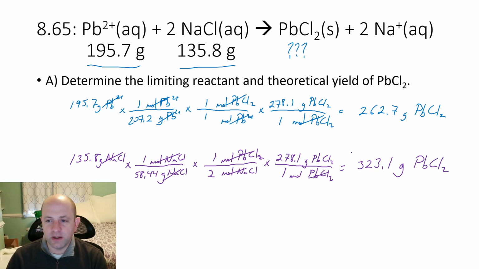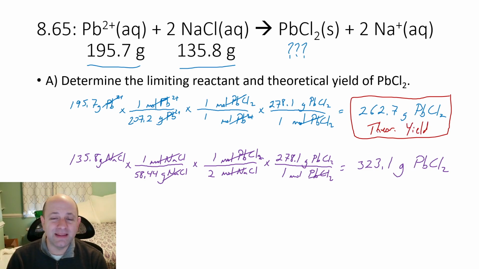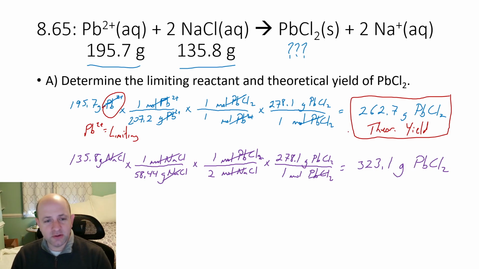All right, so now we've got our 2 answers. And, well, they're not the same answer, so that means one of them is our actual theoretical yield here. So what we do there is, remember, the limiting reactant says I can make a certain amount, but then I run out. Then it's all gone, and you can't make any more. So we want the smaller number. In this case, the 262. This will be our theoretical yield. And then the chemical that gives you that amount, that was the limiting reactant. So in that case, that means, okay, the lead ions are limiting because they gave us the smaller amount. They ran out first. So that's how you do part A.